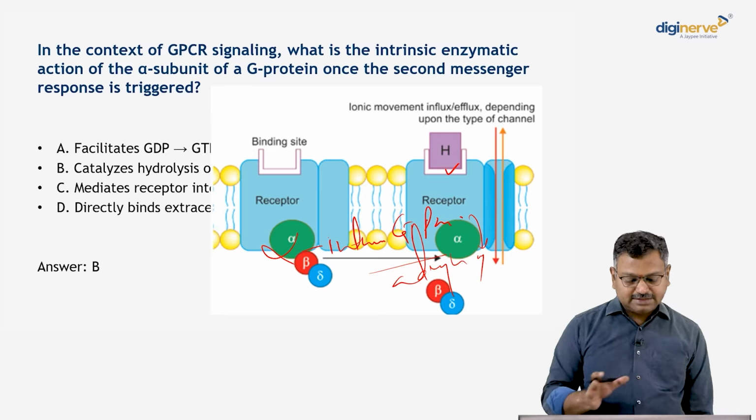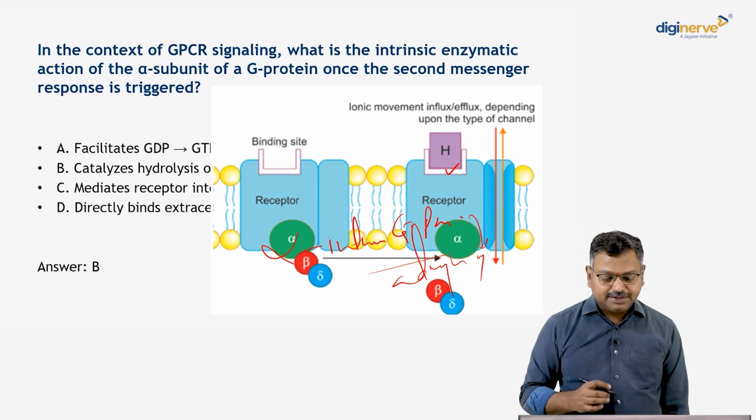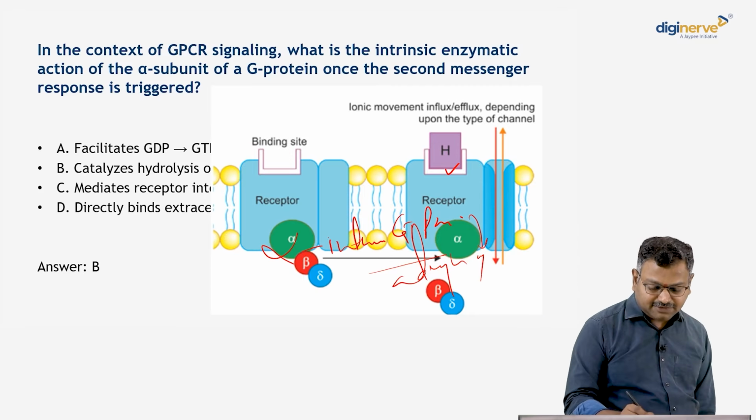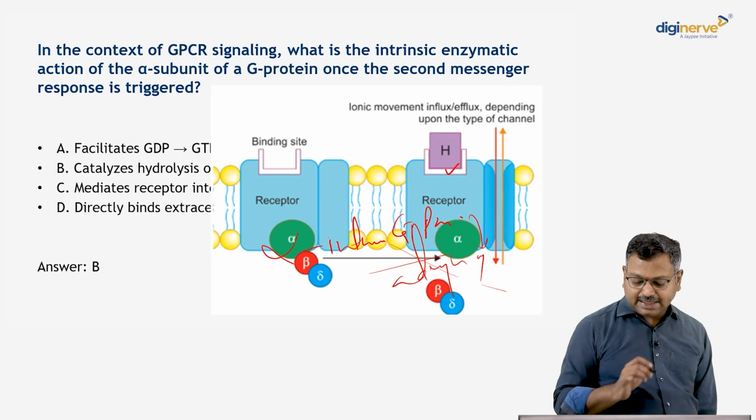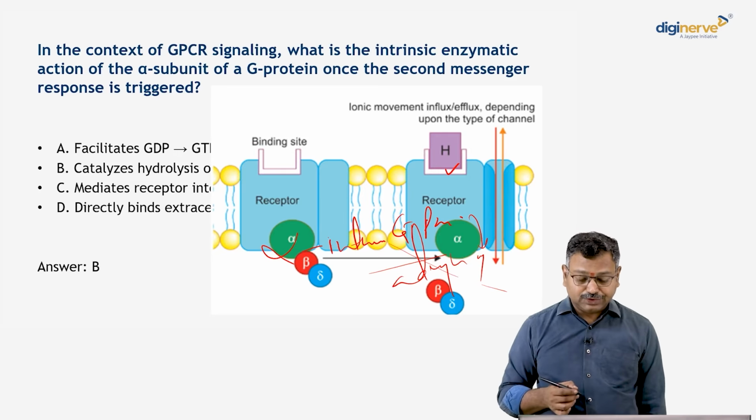So if you look at the receptor mediated action, the GPCR has alpha, beta and gamma. The moment you have an ionic influx, this dissociation happens, and that is how the factor is going to be activated.